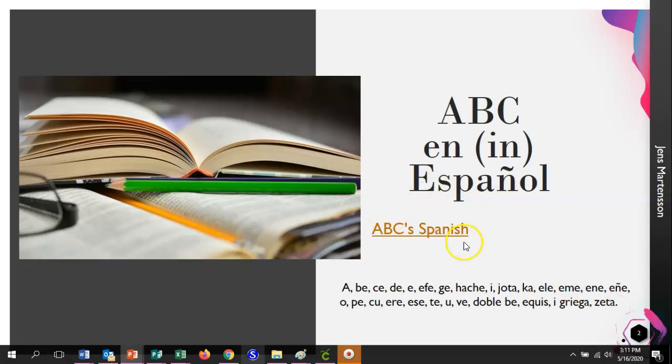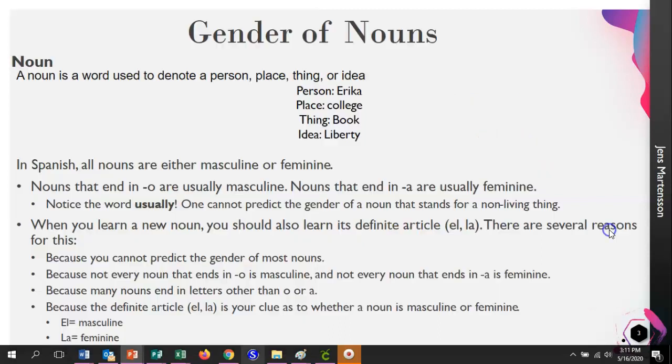So again, here's this video. You will need to review that video at the end of this presentation, which I have provided the link for you under the assignment task 1, lesson 1.